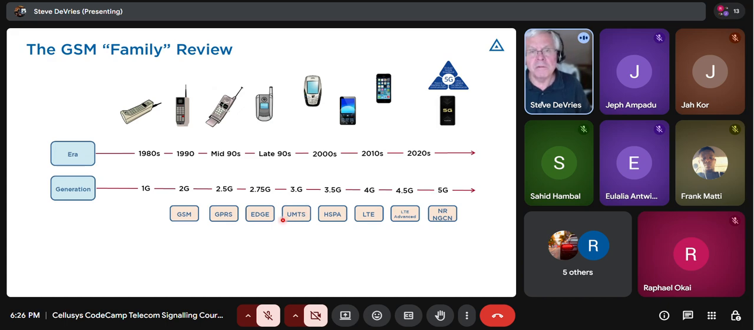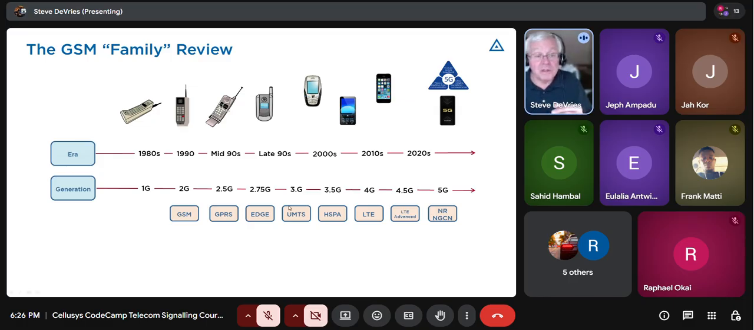3G, turn of the century, 1999 timeframe. UMTS, Universal Mobile Telecommunications System. That was increased with high-speed packet access until you got to 4G. 4G release 8, 9, 10. That became known as LTE. Then that got advanced with LTE Advanced. Today it's called New Radio and Next Generation Core Network. So you've got different eras, different generations, and just what they call things different.